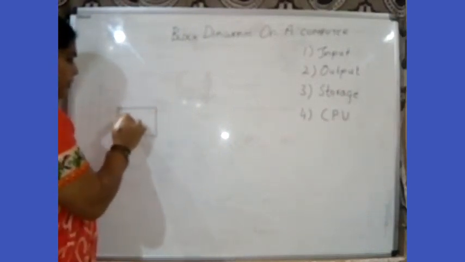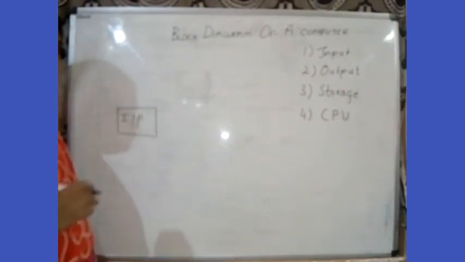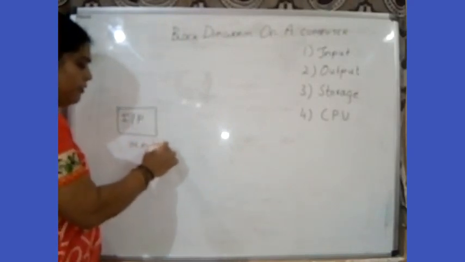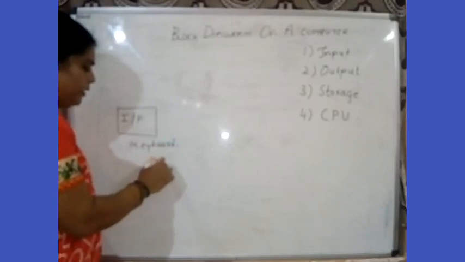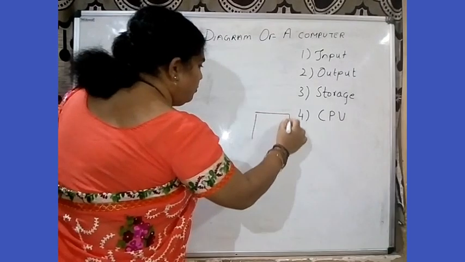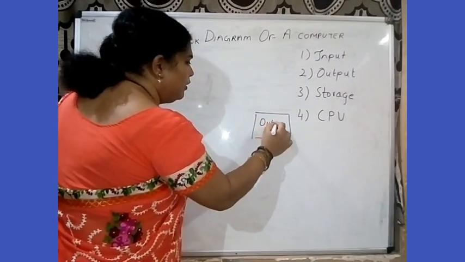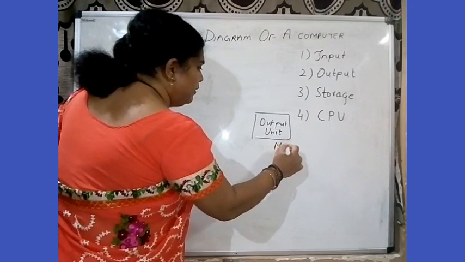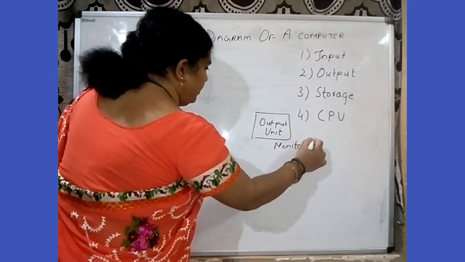So we have the input unit. The input unit is nothing but your keyboard or your mouse, where you are going to type the data. And then next comes your output unit. The output unit can be your monitor or your printer, where you are going to actually see the data.